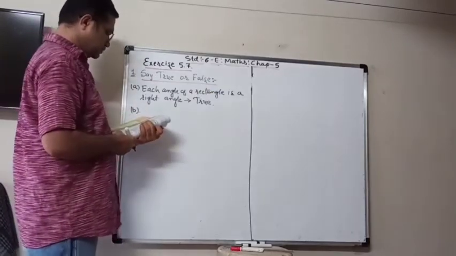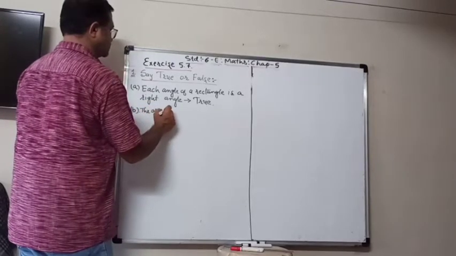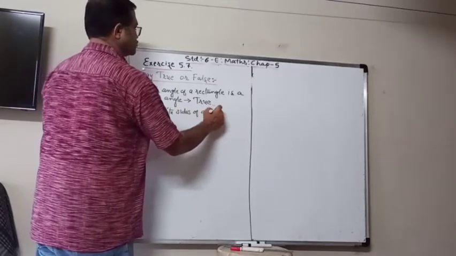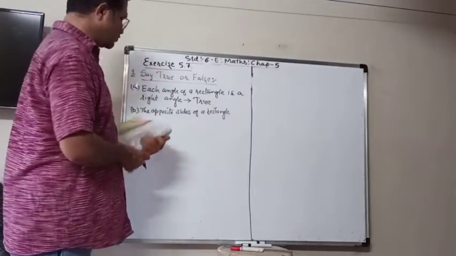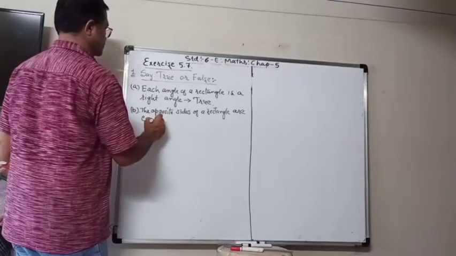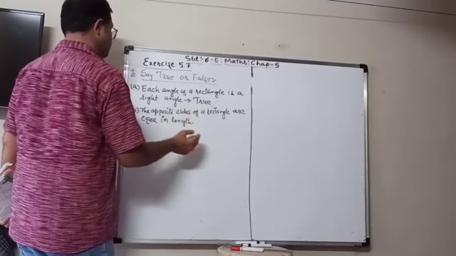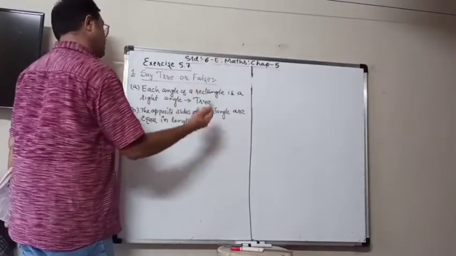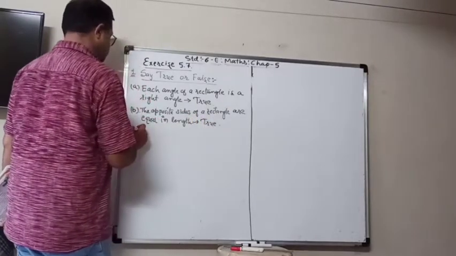Second, the opposite sides of a rectangle are equal in length. So we know that in a rectangle the opposite sides are parallel and also equal. So it is also a true statement.